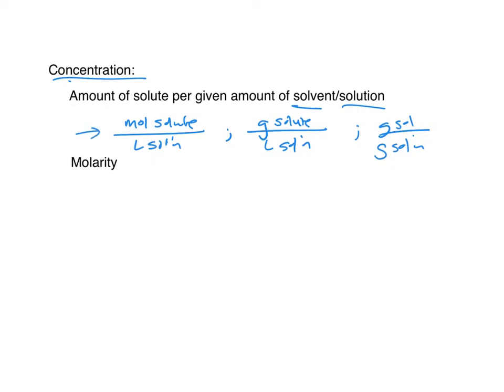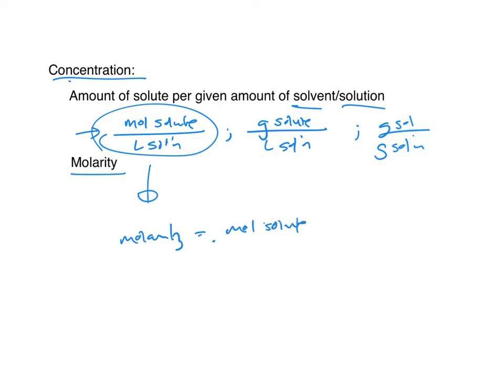The one that we're going to use the most commonly is this guy here, which is so common it has a name, and it's called the molarity. So the molarity of the solution is equal to the moles of solute per liter of solution. And we use this unit so often it has an abbreviation. That abbreviation is a capital italicized letter M, which is read as molar. So molar means moles of solute per liter solution.